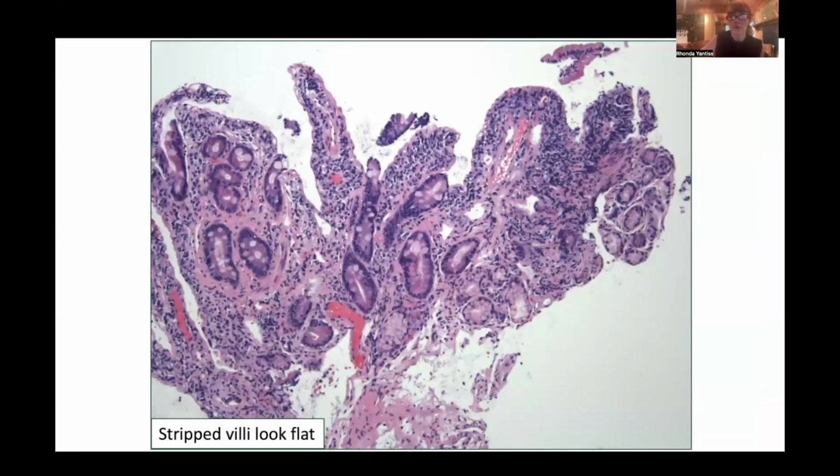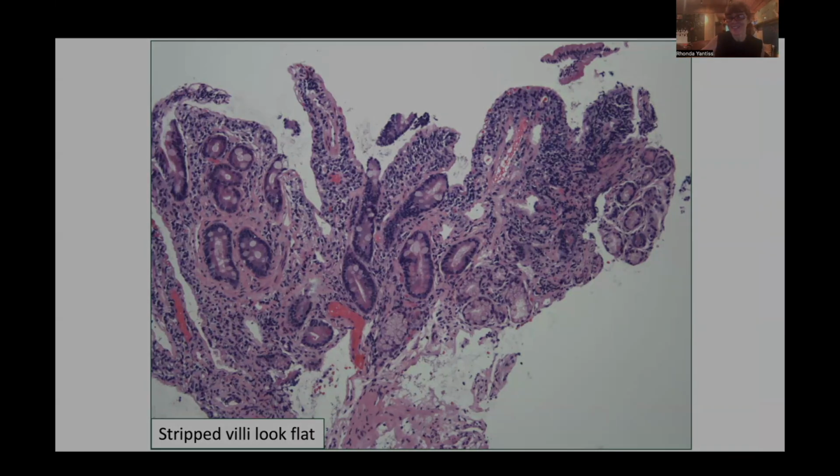Now, one problem with duodenal biopsy interpretation is that it's easy.